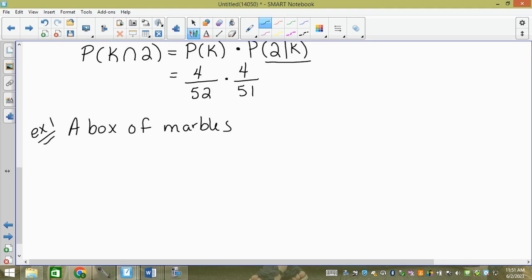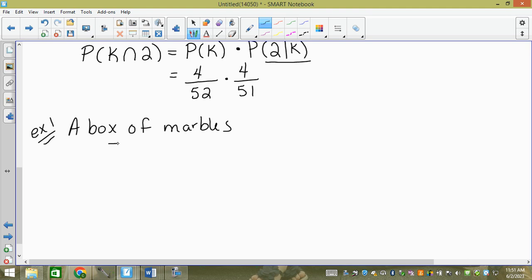If I take out a marble and then I take out another marble, now it goes into independent-dependent range. What's the probability it's blue and the second one is purple? They're very different. One marble, then another marble, gets you into totally different lessons. One's independent-dependent, one's mutually exclusive, one's not. Okay? So we have a box of marbles.